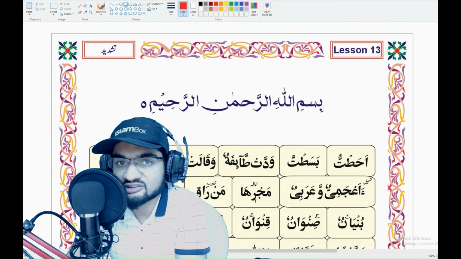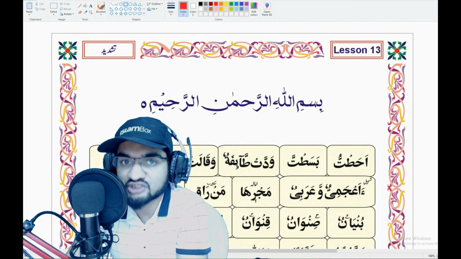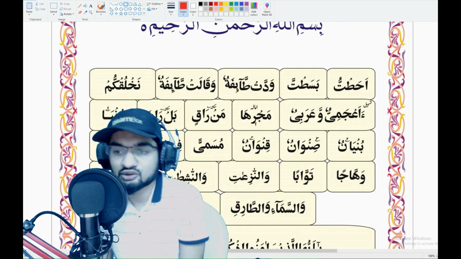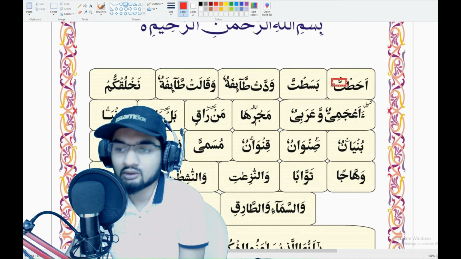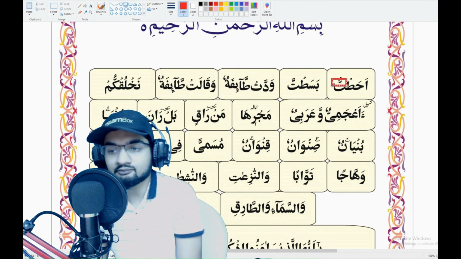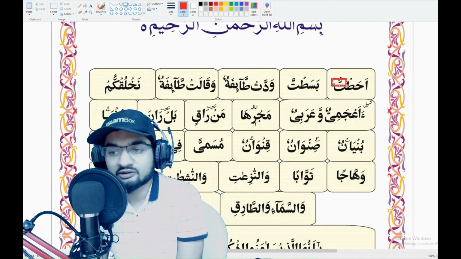So this was our lesson number 13. We practiced the sign of shad. We also practiced and read some words which also had the sign of sukoon as well as the sign of shad. This sign of shad is also called tashdid. You can either go with tashdid or shad. So this sign that we practiced here is also called shad, also known as tashdid. So this was it for lesson number 13.